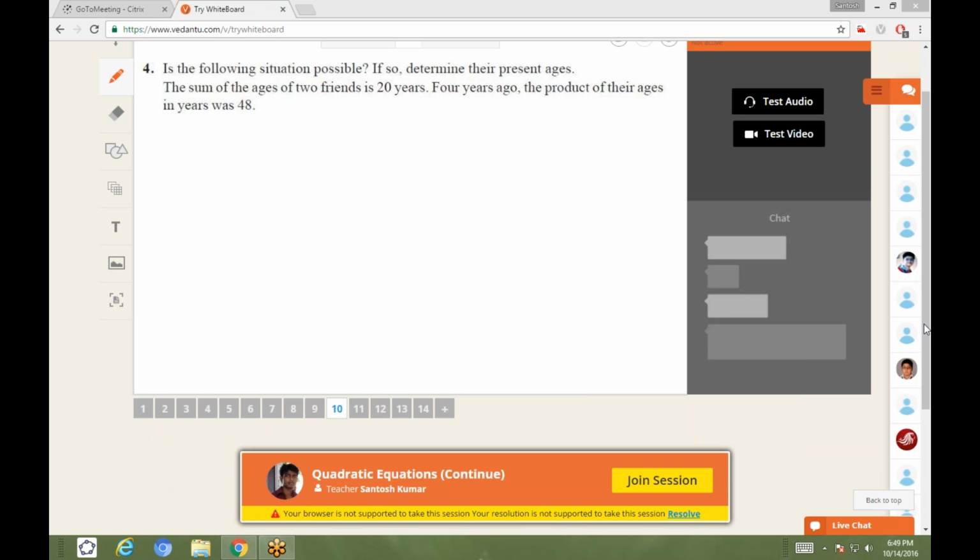Okay, Mufassir is not able to get the second equation. So Mufassir, try to write it in the form of a single variable. Don't try to write it in two variables because this is a quadratic equation. It will be solved only if you have a single variable there.